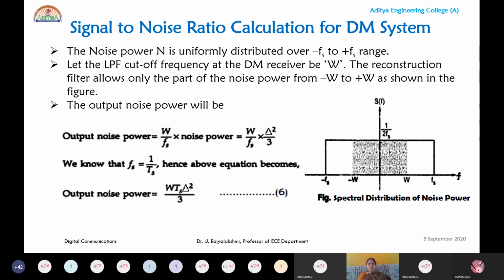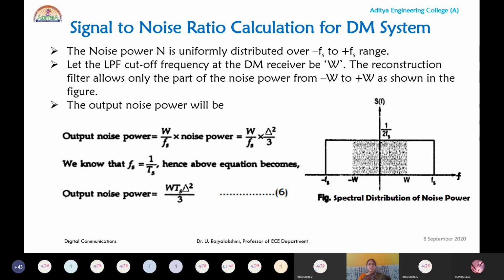So what is the noise power range here? It is from minus Fs to plus Fs, because it is a sampling frequency range. Let the cutoff frequency used at the DM receiver be W. So what is the cutoff frequency of the low pass filter used at the transmitter? It is plus or minus Fm.